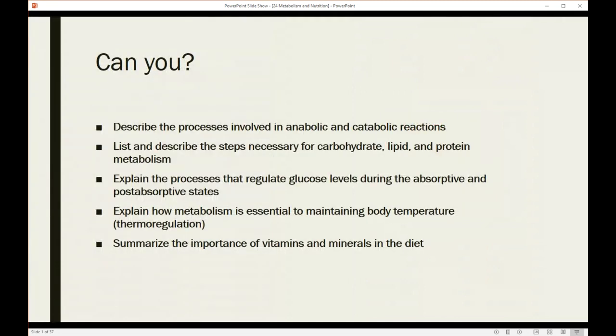So the question becomes, can you do all of these things? These were our goals for this lecture. So give it a shot, write down these questions, and see if you can answer these.